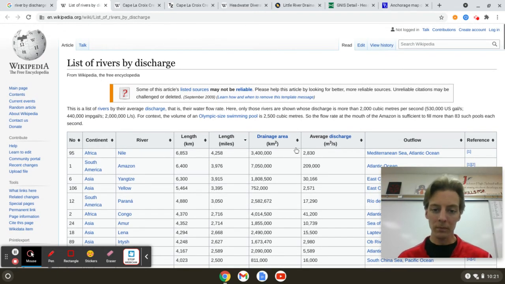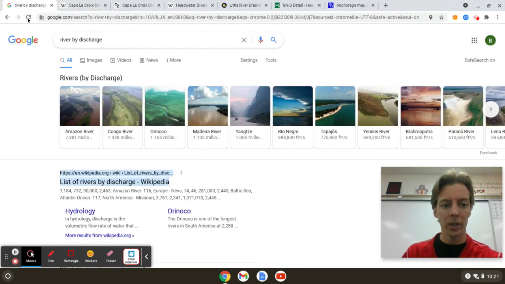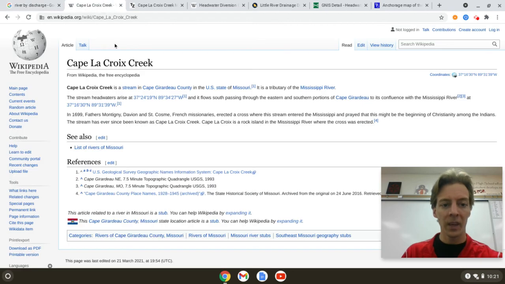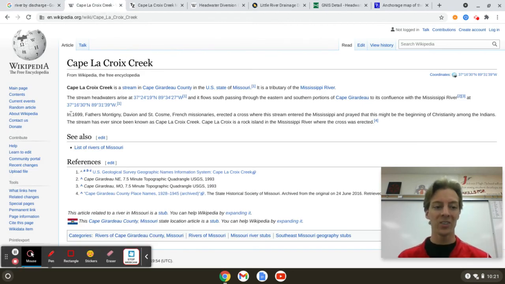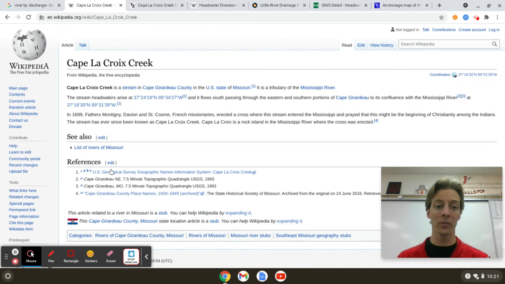Let's talk about some local features, and then we'll wrap it up today. The Flood of '93 is next time, and several other things. Cape LaCroix Creek: in 1699, French missionaries prayed on the river and declared this is LaCroix Creek. 1699. There's some old stuff in this part of the continent, but that's some of the oldest right there.